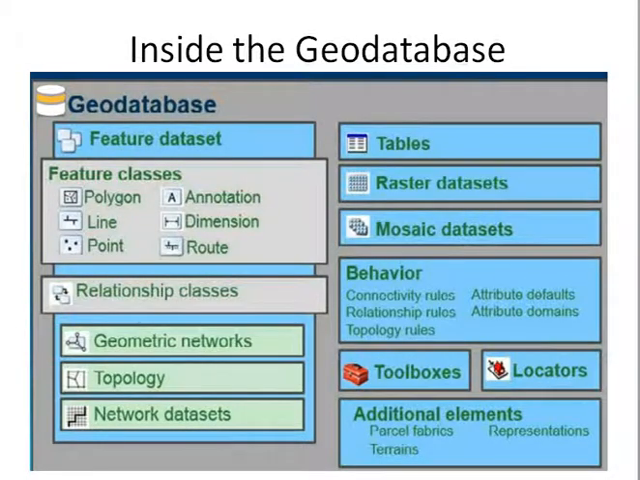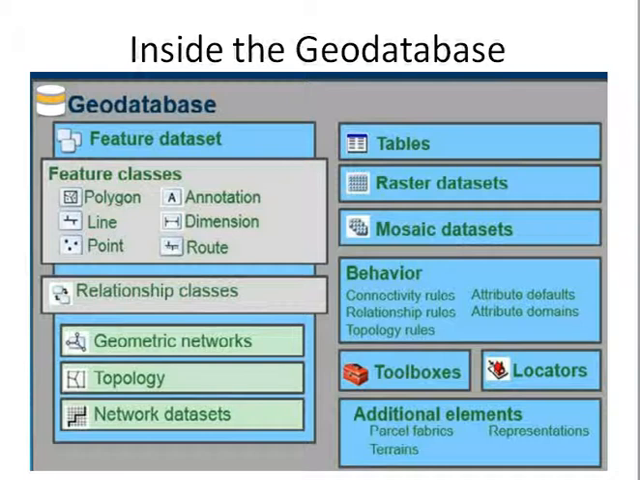Inside a geodatabase, you can have a lot of different attributes stored. So in a feature data set, you can have polygons, lines, and points, annotations, dimension information, route information. You can have relationship classes. So this is that one-to-many relationship, and it was kind of painful to set those up in ArcGIS without using a geodatabase. I think we did that in chapter 3 or 4 of Price, but there's a lot of benefits to doing it within a geodatabase.